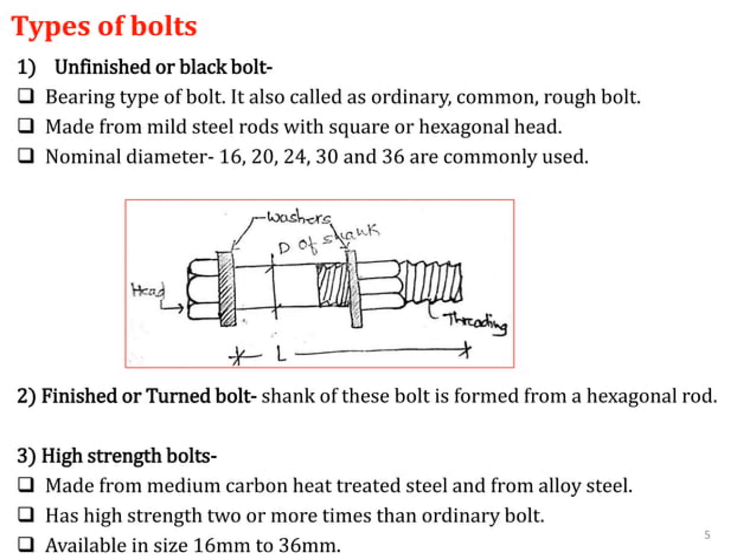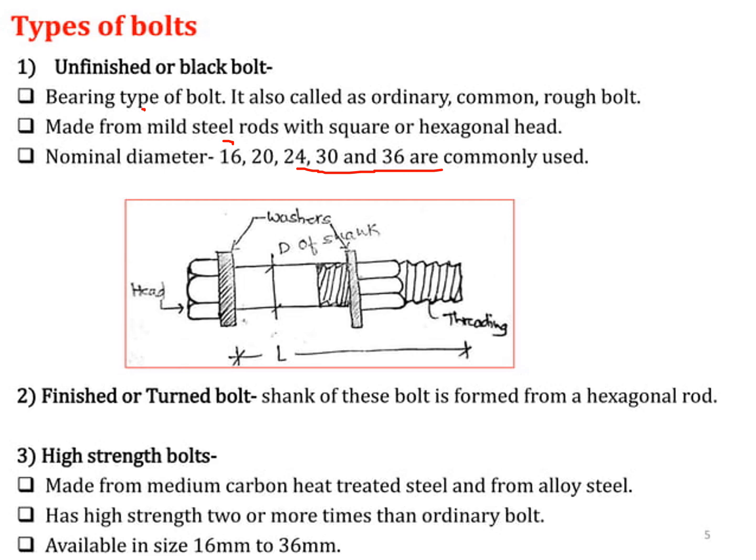Types of bolt: unfinished or black bolt, a bearing type of bolt. It is also called an ordinary, common or rough bolt, made from mild steel rods with a square or hexagonal head. Nominal diameters of 16 mm, 20 mm, 24 mm, 30 mm and 36 mm are commonly used. In finished or turned bolt, the shank of the bolt is turned, with a hexagonal head.